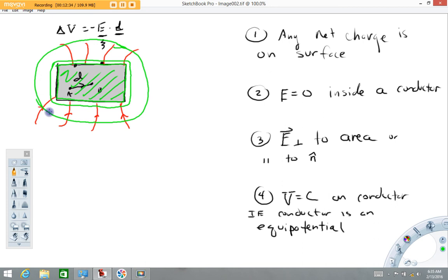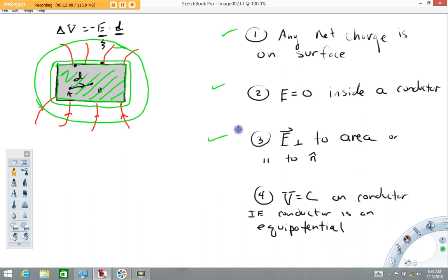All right. So let me run through these again. Very important to understand these things. 1, any net charge on a conductor has to be on the surface. That's because the conductor will allow charge to move, so the charges will repel one another to get as far away as they possibly can. 2, electric field inside a conductor is 0. That's just because if there is a field, charge will move and shift in such a way that it will create its own field to cancel the original field out, if that makes any sense.